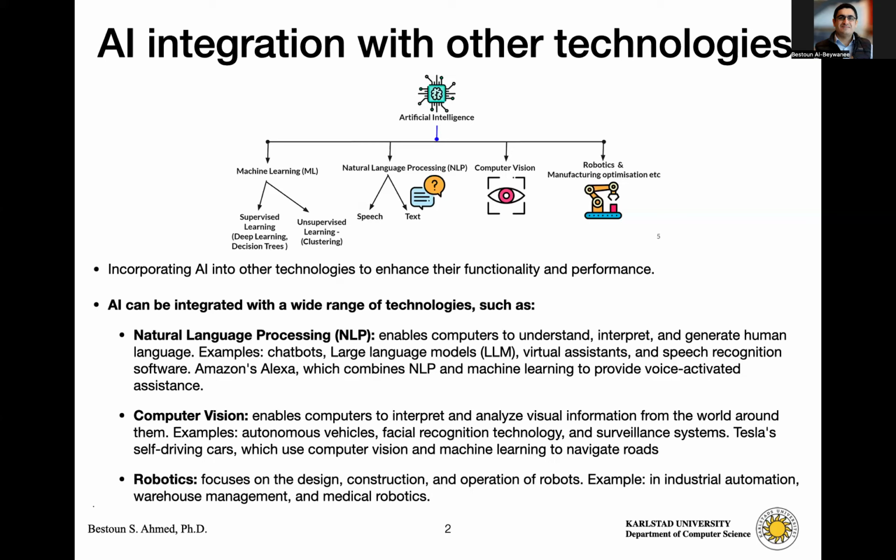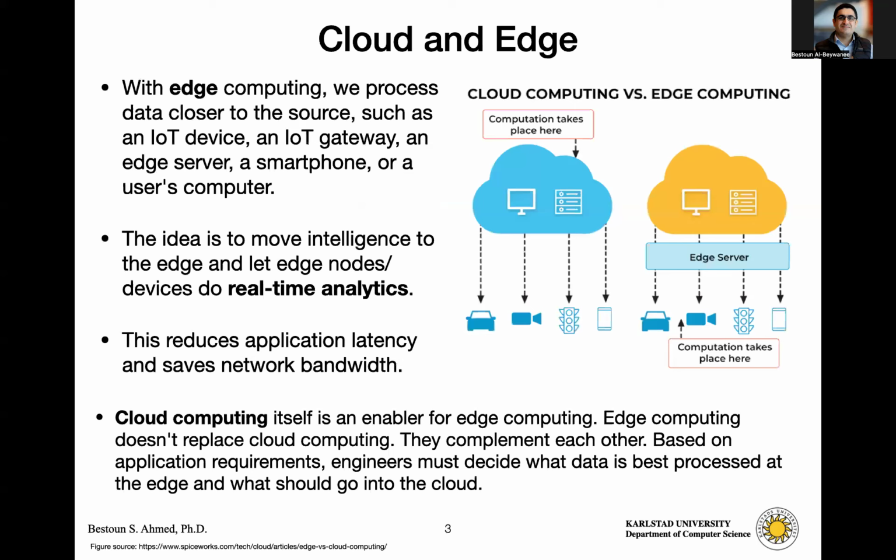So for example, in manufacturing optimization and robots, the robot does something and this gives data to the AI, or the AI gives an order to the robot to do something, and then this action or this function will give data again, and based on that, the robot decides on the next step. So this is also a kind of integration with other technologies.